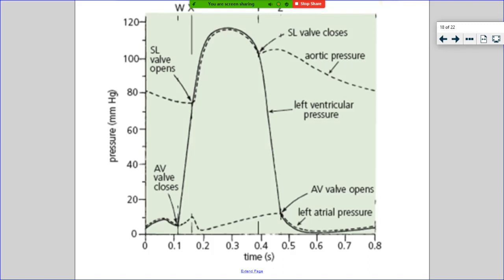Pause the video, have a look at the diagram, rewind the video, listen to the description again, pause the video, have a look at the diagram, rewind the video, listen to the explanation again. It's not easy, but keep having a look and keep trying to understand how the pressure change affects the valves opening and closing.